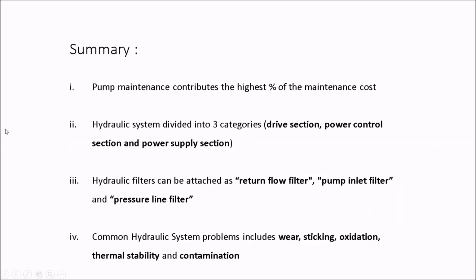So, summary. From this lesson, we learned that most of the maintenance costs are spent to maintain the pump, because it is the most critical part of the system. Secondly, we learned that the hydraulic system is divided into 3 categories: we have a drive section, a power control section, and a power supply section. And thirdly, there are 3 configurations of the hydraulic filter: a return flow filter, a pump inlet filter, and a pressure filter.